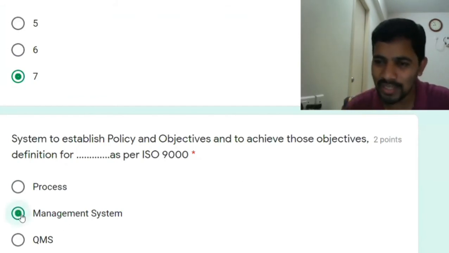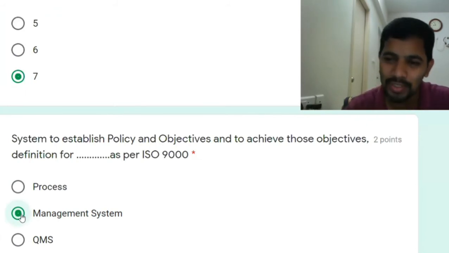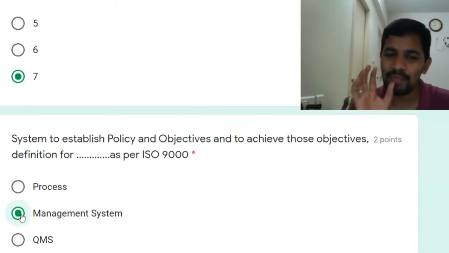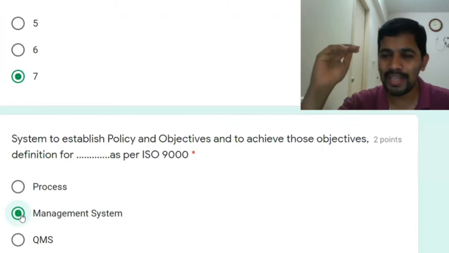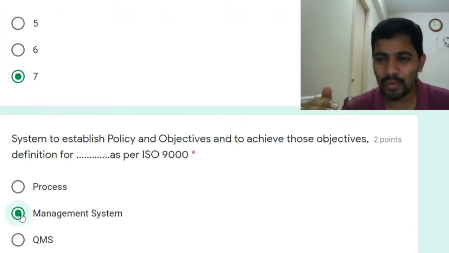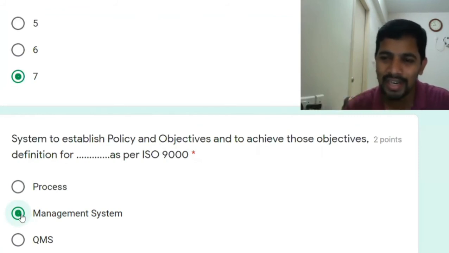Any management system, whether it's a quality management system, program management system, project management system, human resource management system, any management system should have a policy and then should have an objective. Policy is what to do. Objectives, how to do. What are the KPIs? What are the key process indicators? How are the trend lines? All these come in objectives, right?